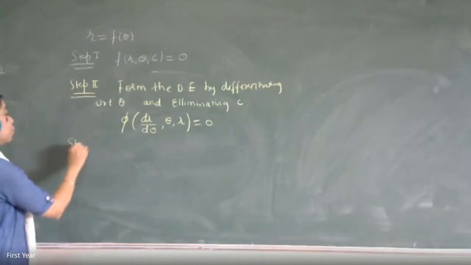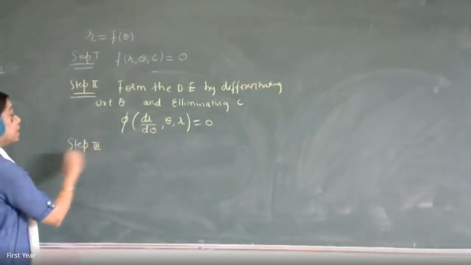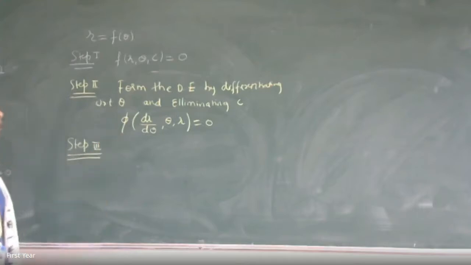Now step 3 is to replace the derivative. There, dy by dx was directly replaced by minus dx by dy. But here, with polar coordinates, it cannot be done directly. I told you about the Jacobian and all those things. So here it cannot be directly converted.